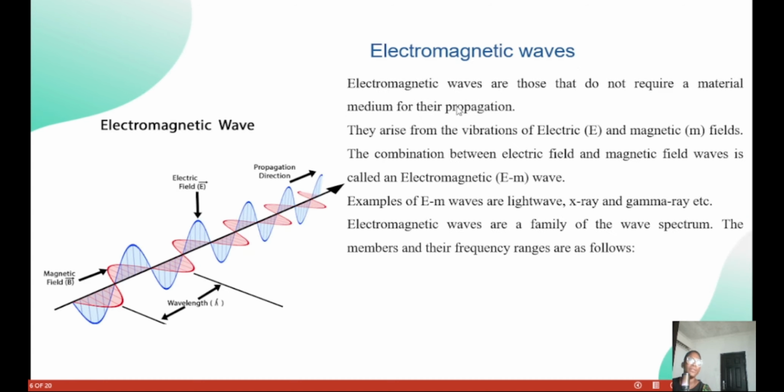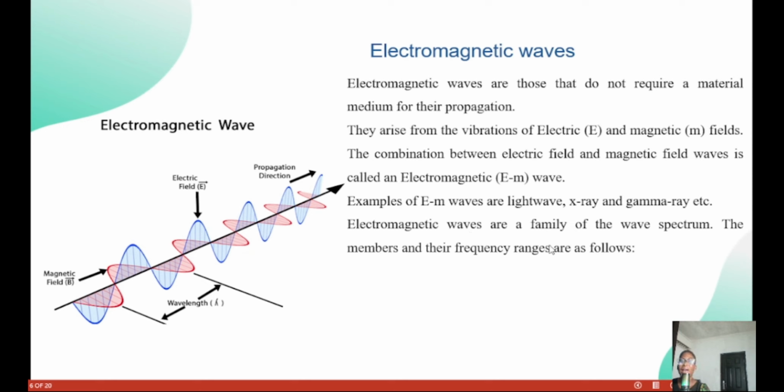The other type of waves in this classification based on the medium of propagation is the electromagnetic waves. Electromagnetic waves are just the direct opposite of mechanical waves. Why? Because they do not need a material medium for their propagation. They arise from the vibrations of electric and magnetic fields. The combination of electric field and magnetic field waves is called electromagnetic waves. Examples of electromagnetic waves are light waves, X-rays, and gamma rays, etc.